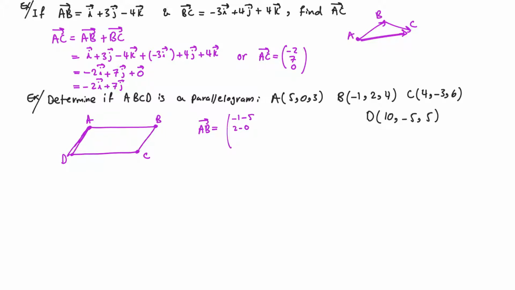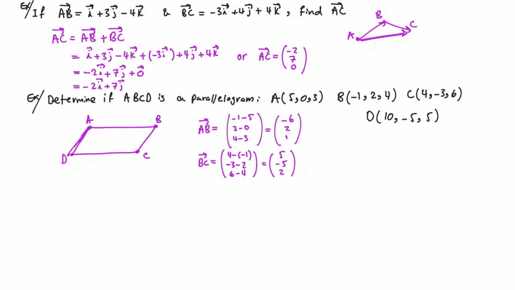Or if we think about it more carefully, if vector AB and vector DC are equal, and if vector BC and vector AD are equal, that means that it is a parallelogram. So vector AB, we find it by subtracting components of point A from point B. So negative 1 minus 5 gives us negative 6, 2 minus 0 gives us 2, and 4 minus 3 gives us 1. For vector BC, we subtract components of point B from point C.